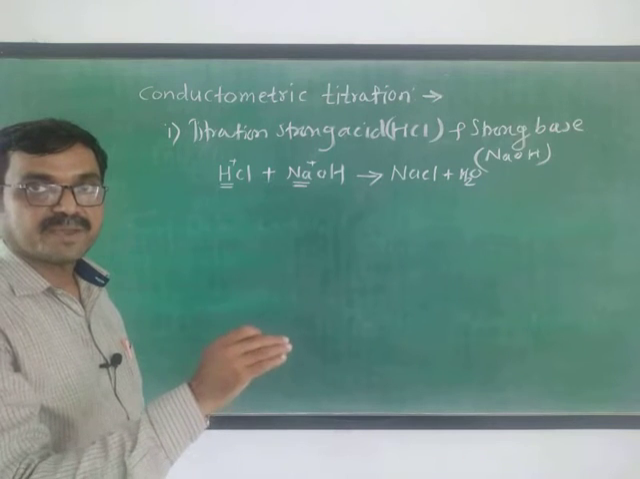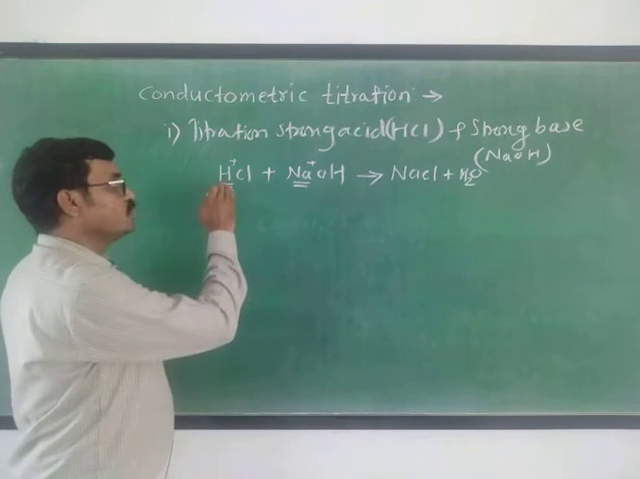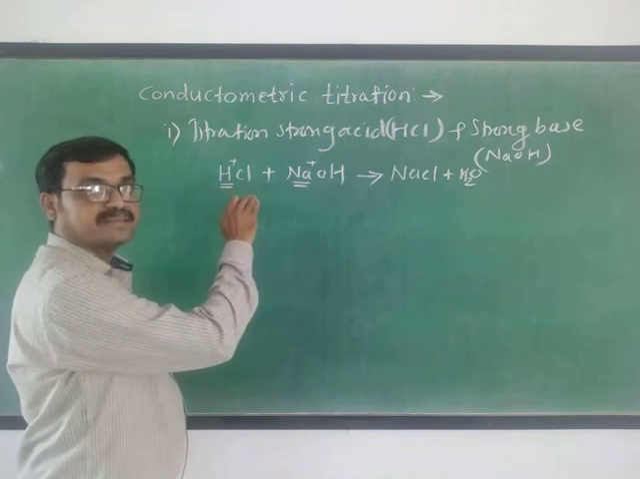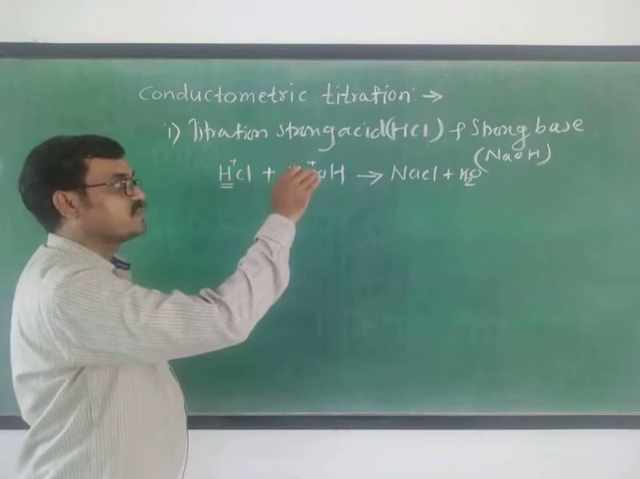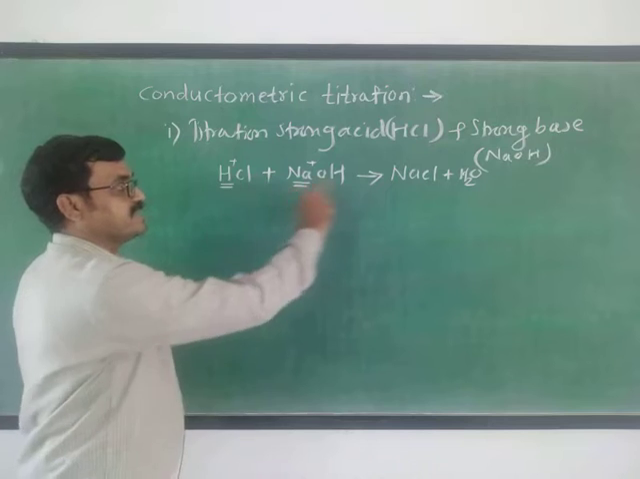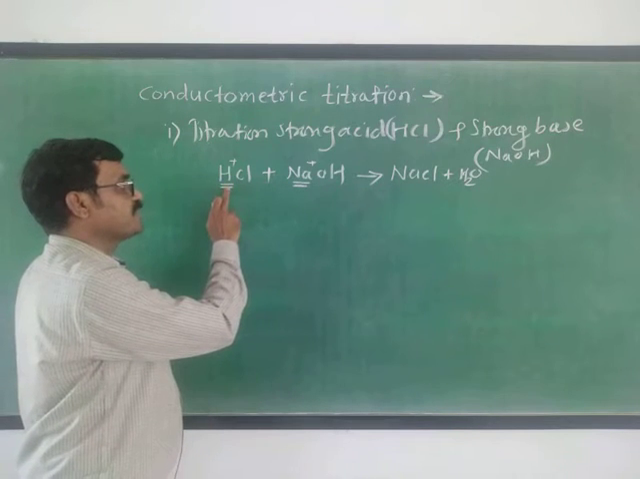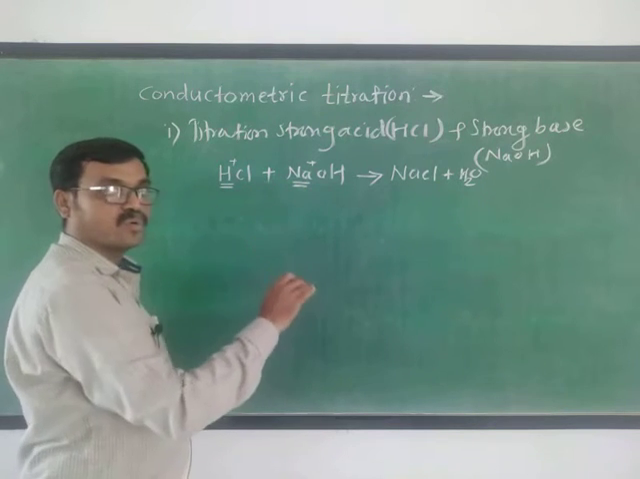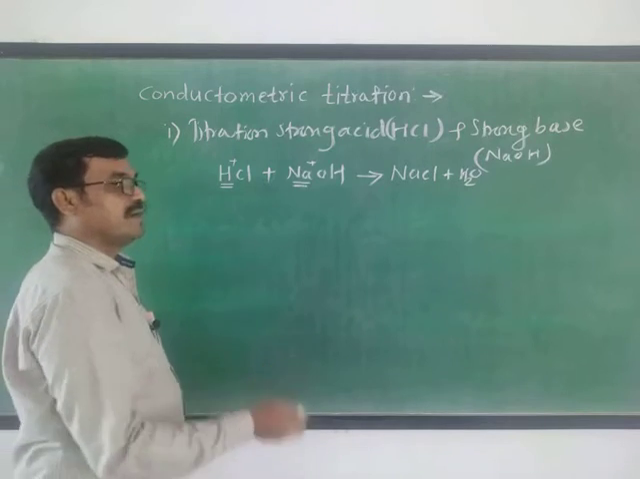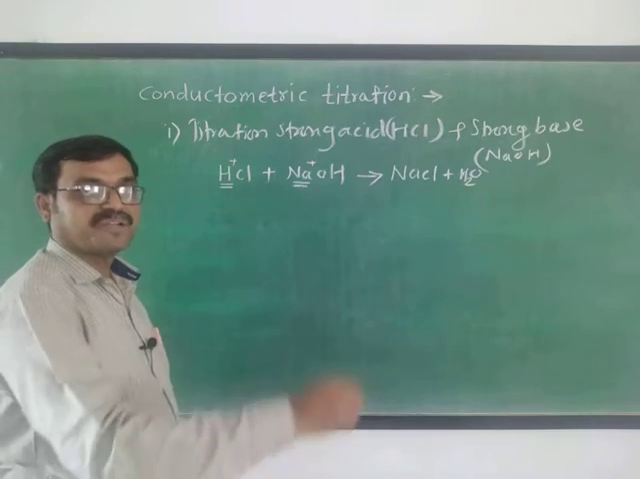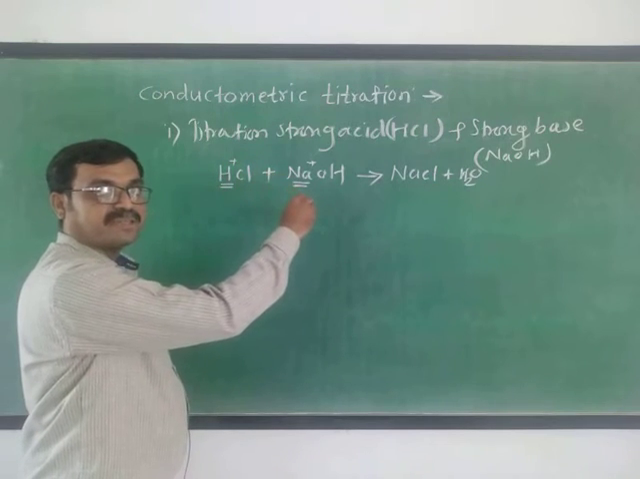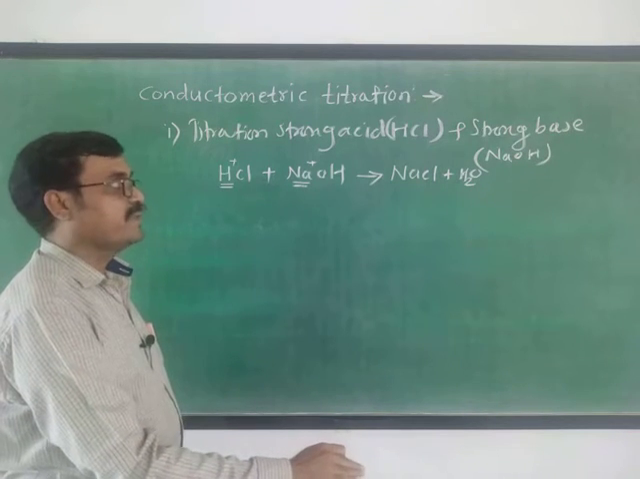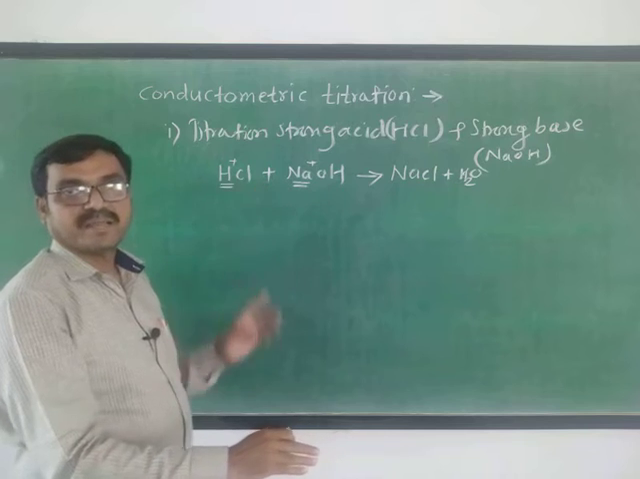Are you getting clear? समझ में आ रहा है? Initially due to highly mobile H plus ions, the conductance is high. As soon as we add NaOH, the reaction takes place and the high mobile H plus ions are replaced by low mobile Na plus ions. That's why conductance goes on decreasing. And again if we add NaOH, further H plus ions are replaced by Na plus ions, and again the conductance goes on decreasing when we titrate HCl versus NaOH.